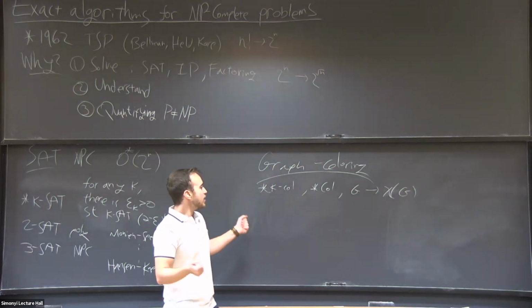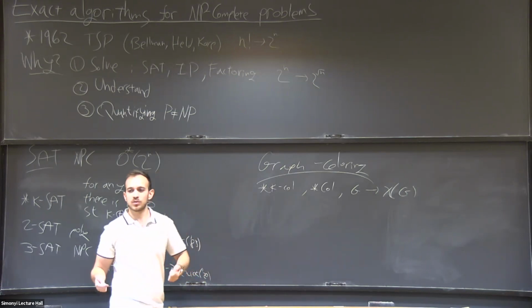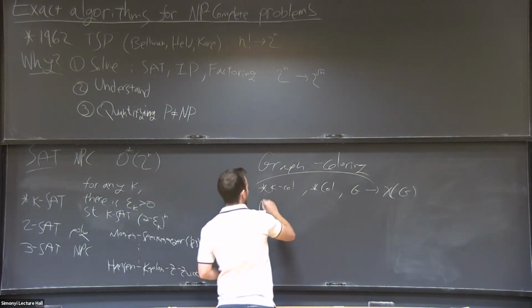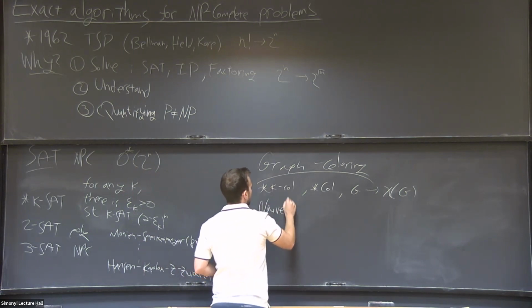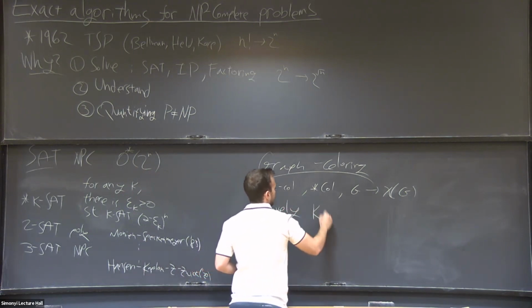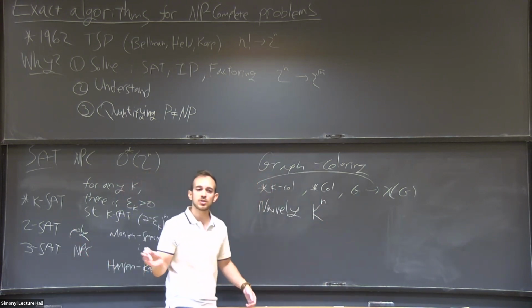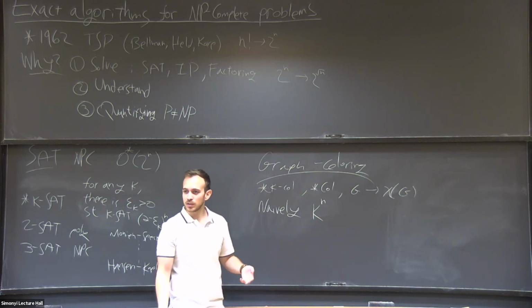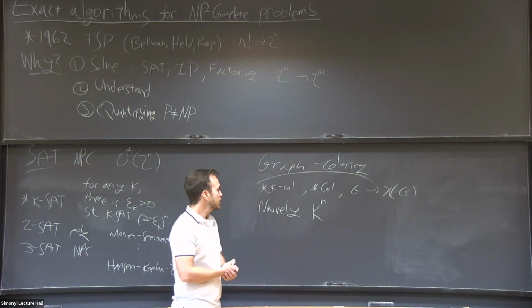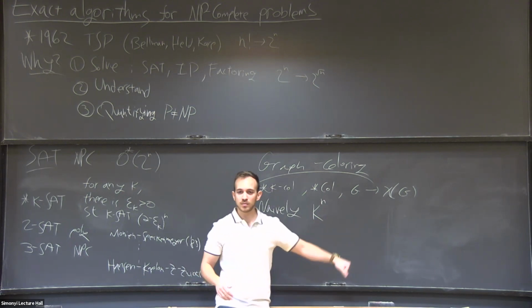And actually now the naive algorithm is much worse than it was before. Right, naively, if I want to find if a graph is K colorable, this takes K to the n times. Again, I don't care about anything sub-exponential. Why? Because I have K to the n different colorings, but actually you don't need this amount of time.